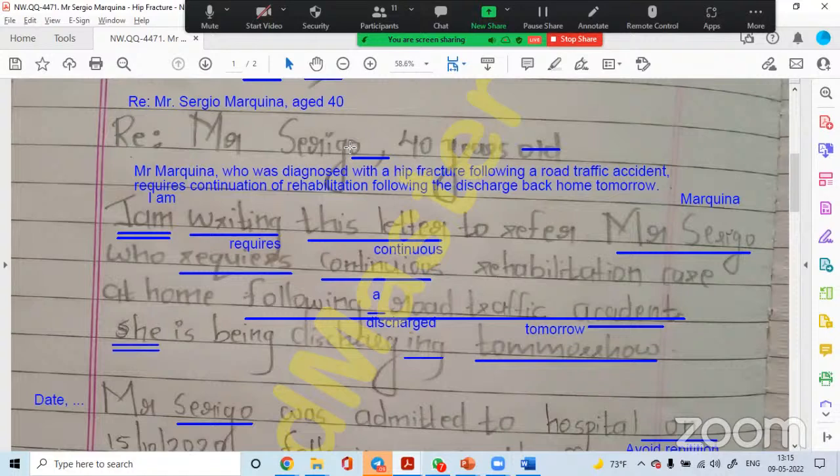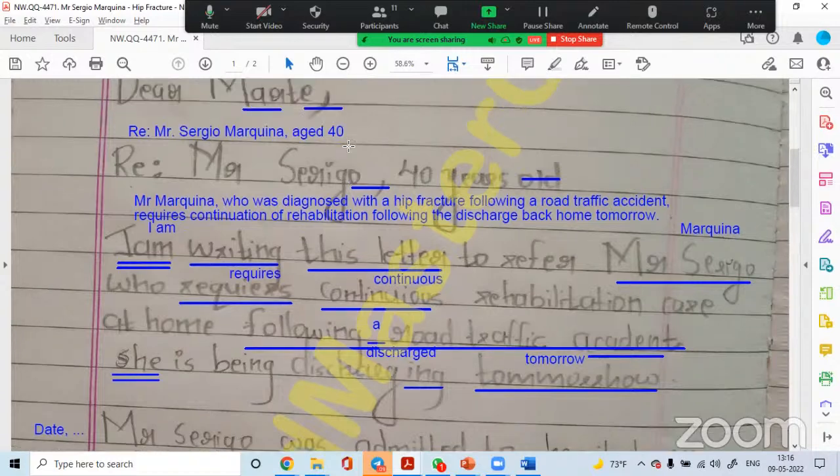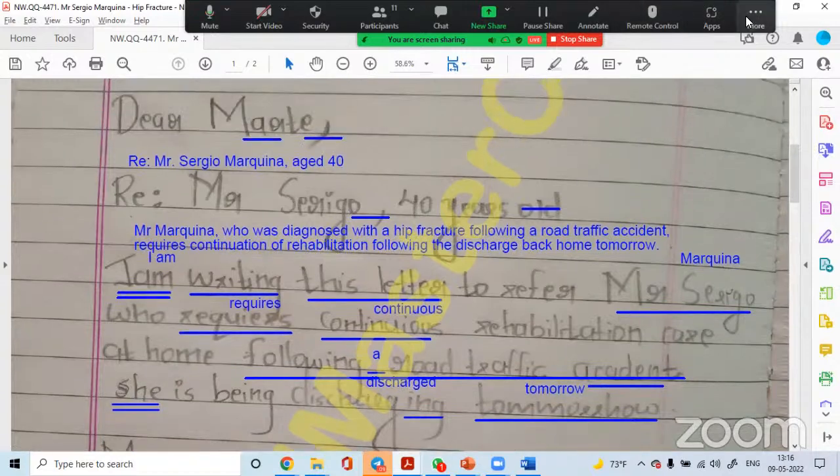Okay, good. Can you implement at least 10% of what I suggested to you? Yes, sir. I can. I'm not asking too much. If you can improve 10% in the next letter, that is enough for me. Okay? Gradually you can improve. All of a sudden you cannot. Okay, fine.